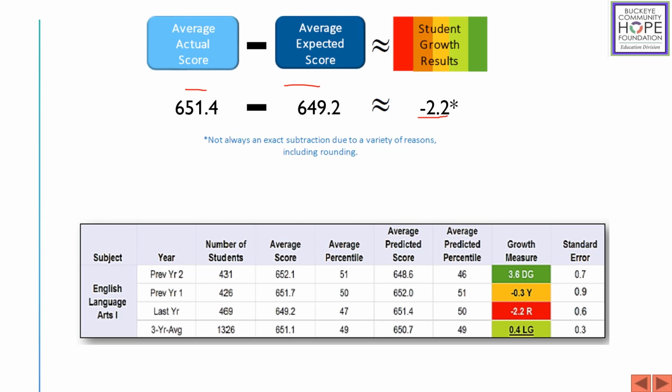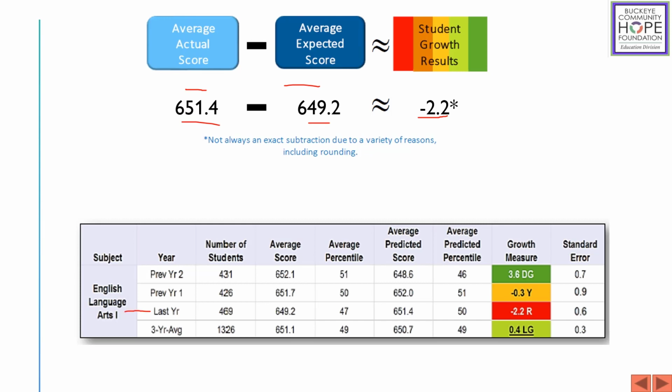Now the SAS Institute that does the calculations uses many more decimal places and a few other little pieces, and sometimes even though we see the numbers and do the subtraction, it won't exactly match what we see on the report because of rounding issues and so forth. But we can take a look at this.